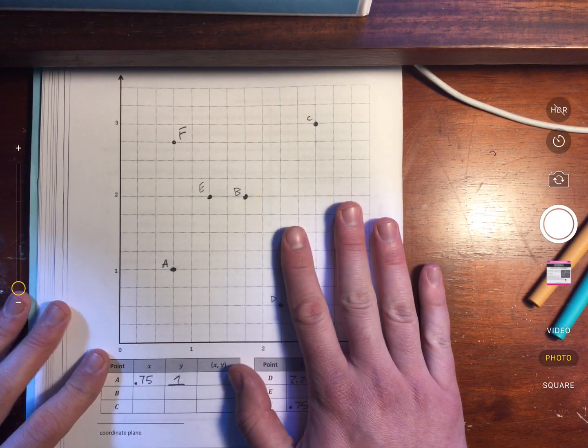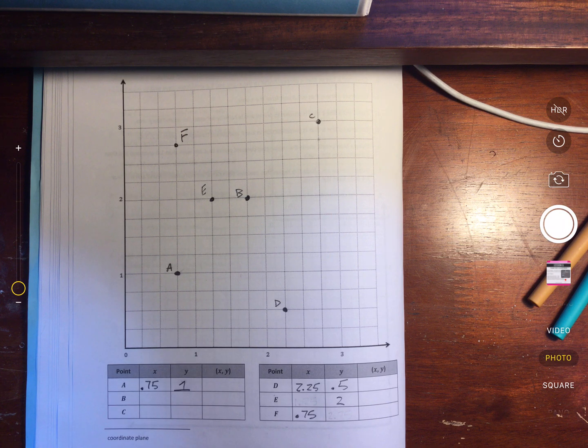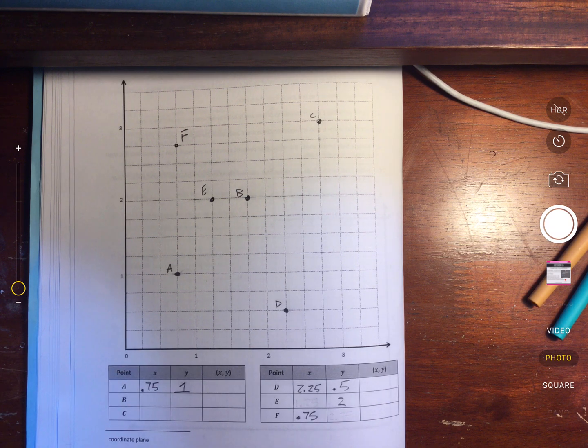All right, I'm going to go back to the photo just so we can be sure we see. So the first thing I'm going to do is talk about how we can think about using decimal points and decimal numbers to also find points on our coordinate planes. So previously we've only used fractions, but now we're going to start thinking about using decimals.